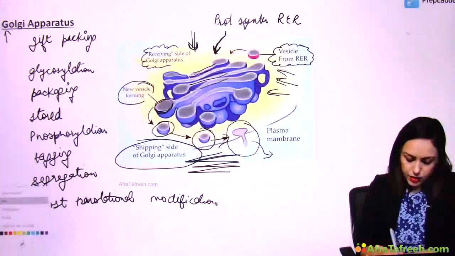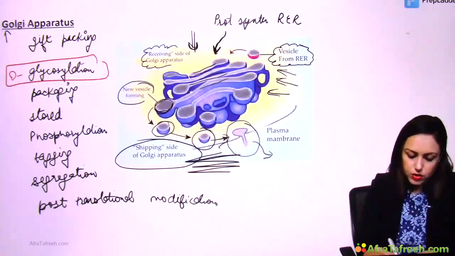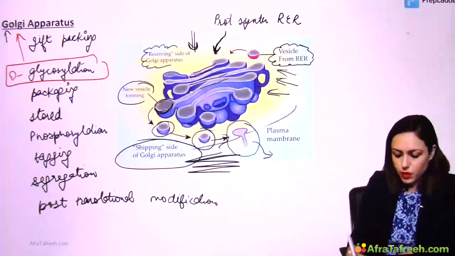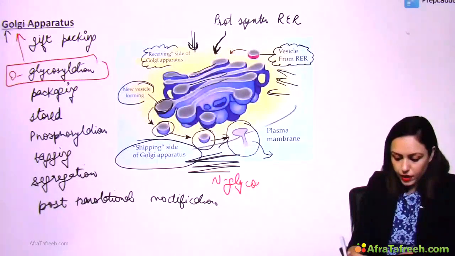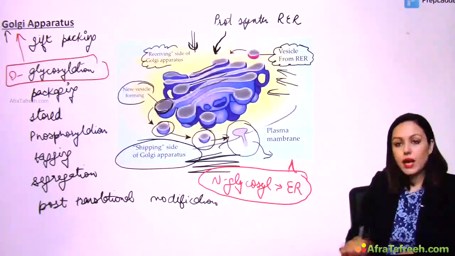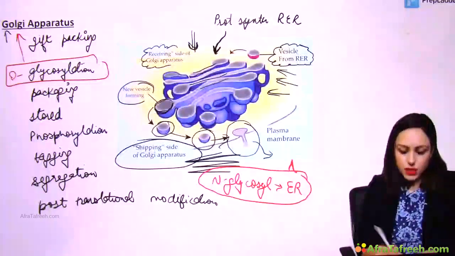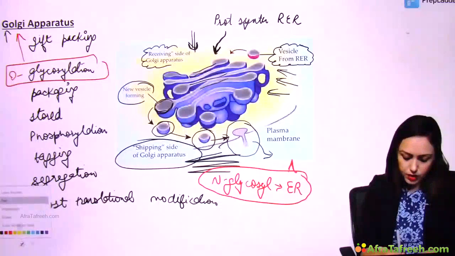Let me clear here about glycosylation. O-glycosylation occurs in Golgi apparatus, but if N-glycosylation is asked, then that occurs in endoplasmic reticulum, right? N-glycosylation occurs in endoplasmic reticulum. Now, let's see what are protein targeting disorders.